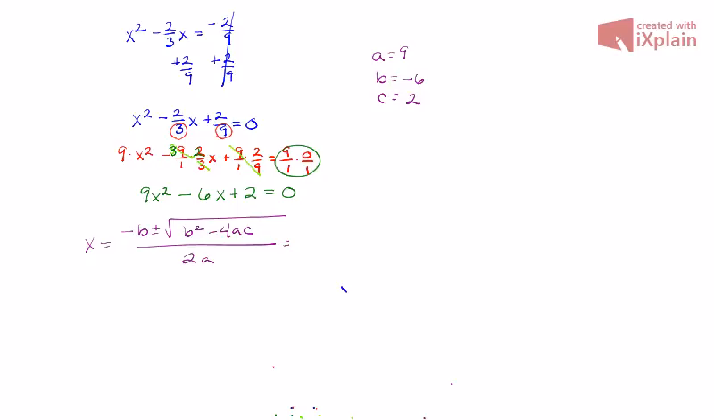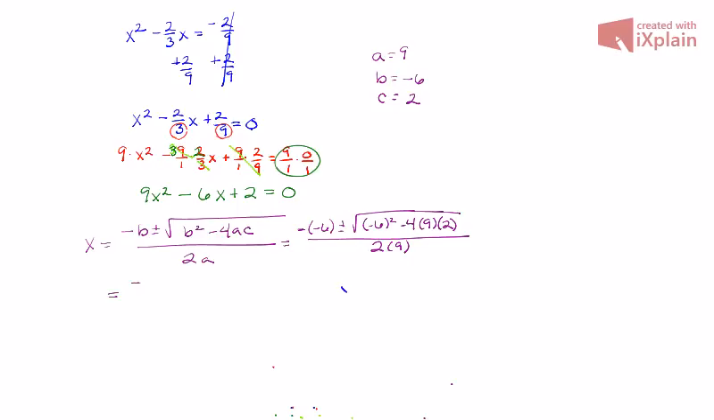So from here, we just plug and chug. We have negative, and then our b is negative 6. And then we fill in everything. So we have negative 6 squared minus 4 times 9 times 2, all over 2 times 9. And then we continue to solve this.